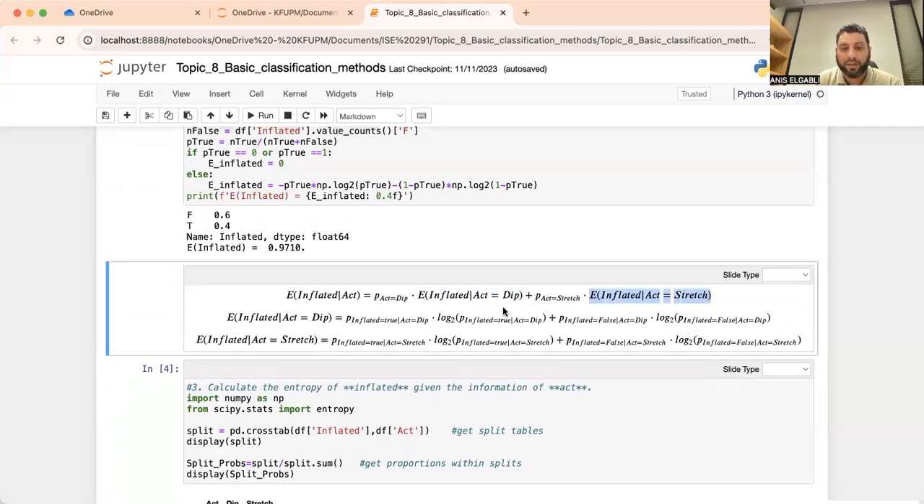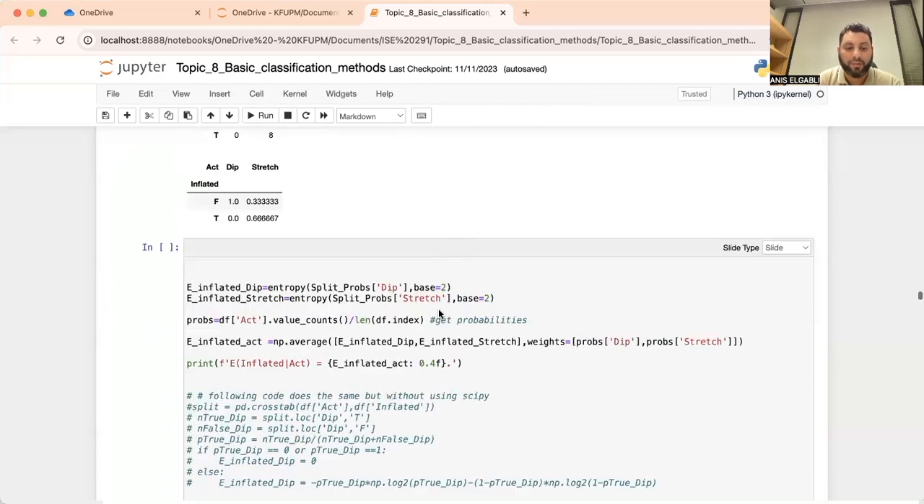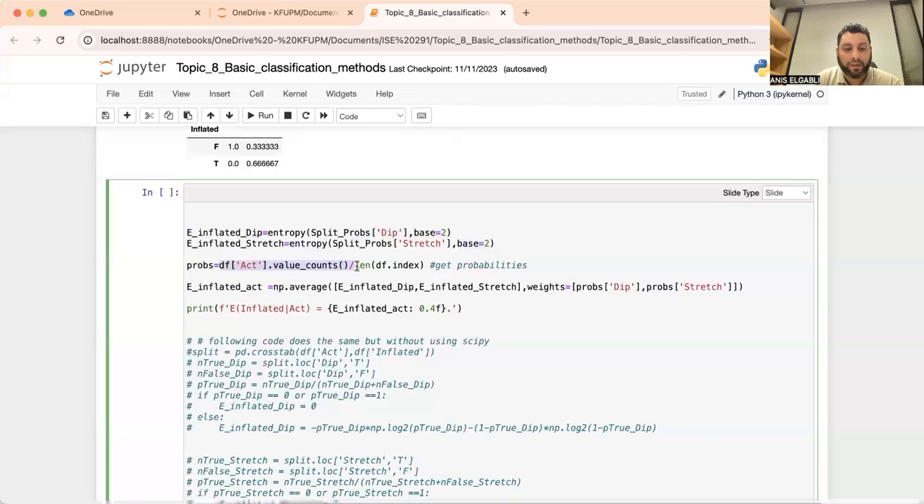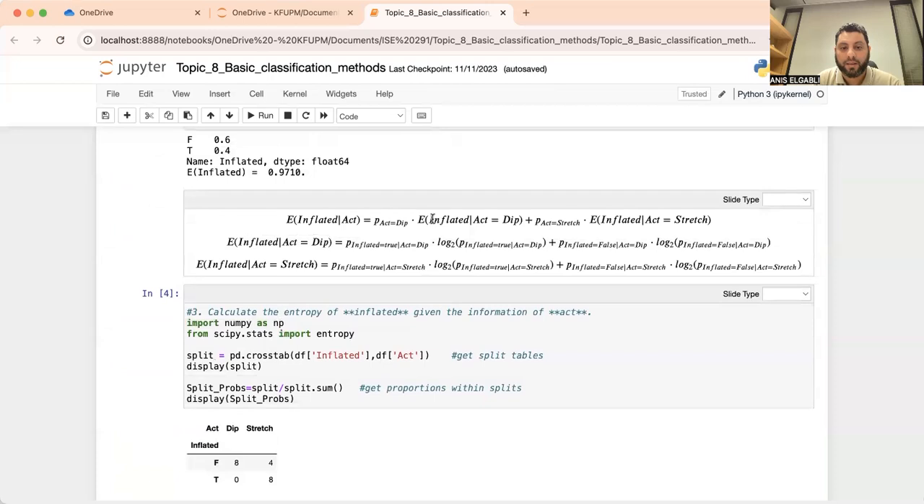So now we want to take the weighted sum of these two. The weights are these probabilities: the probability of act is equal to dip and act equal to stretch. We just need to look at the act column. Okay, this is it. So for the act column, we run the function value counts and we divide by the length. We get the probabilities, the probability of dip and the probability of stretch. Then now it's done. So then we need just this. We need the weighted sum of these two conditional entropies where the weights are the probabilities we just computed.